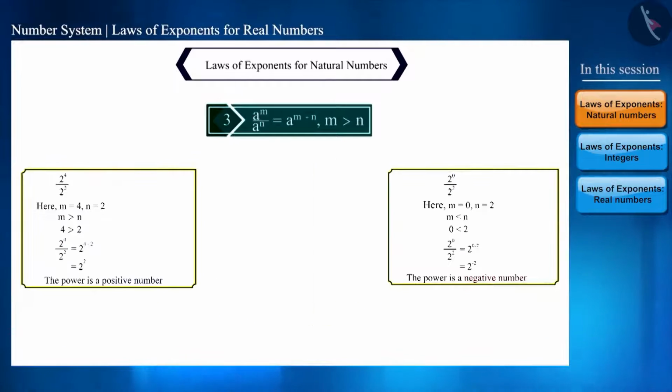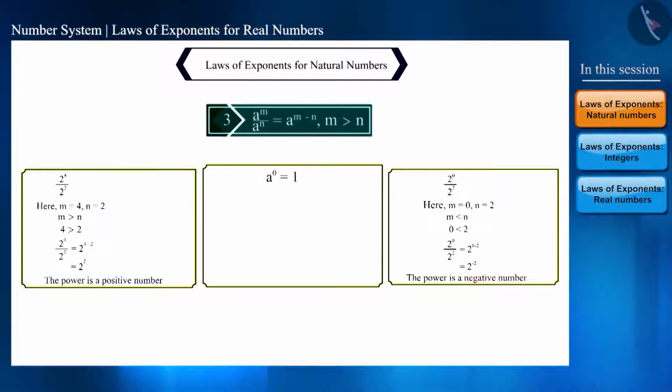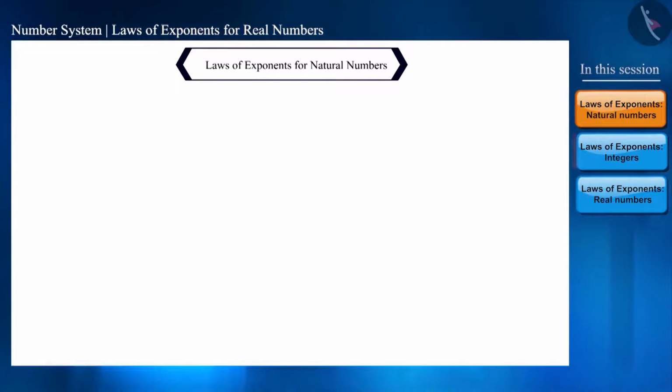We know that a raised to power 0 is equal to 1. We place a raised to power 0 instead of a raised to power m. We get a raised to power minus n, which is 1 by a raised to power n. Now we can use these rules for negative powers as well.